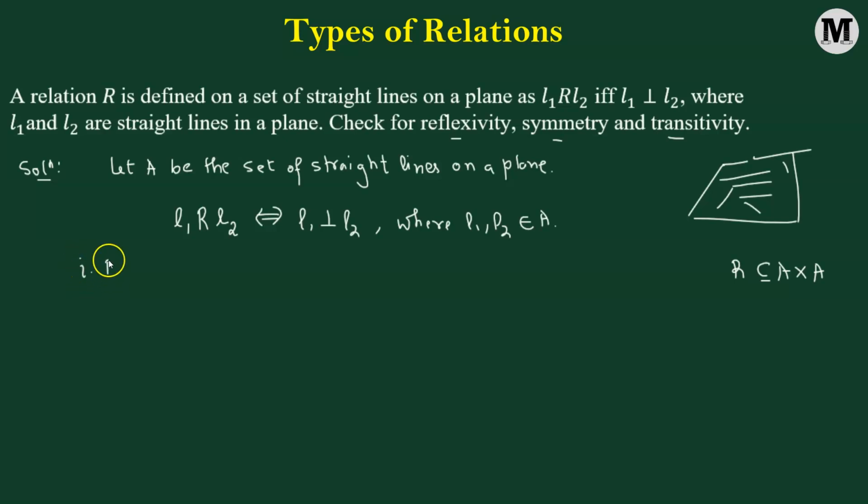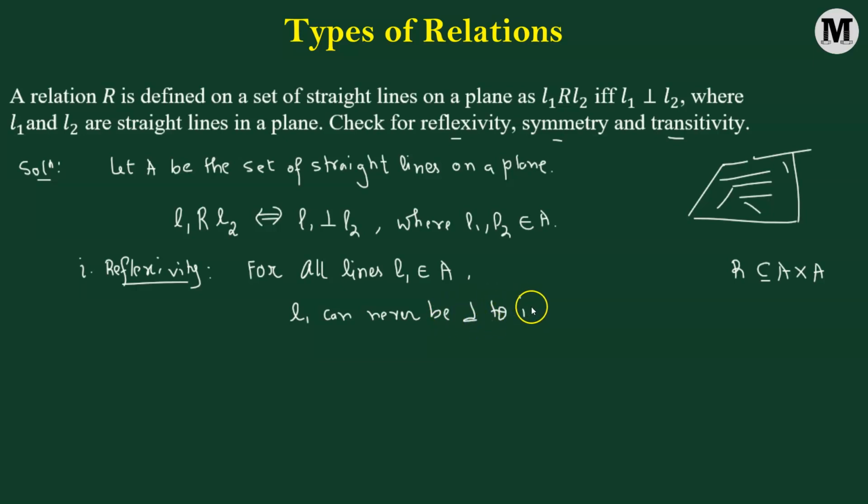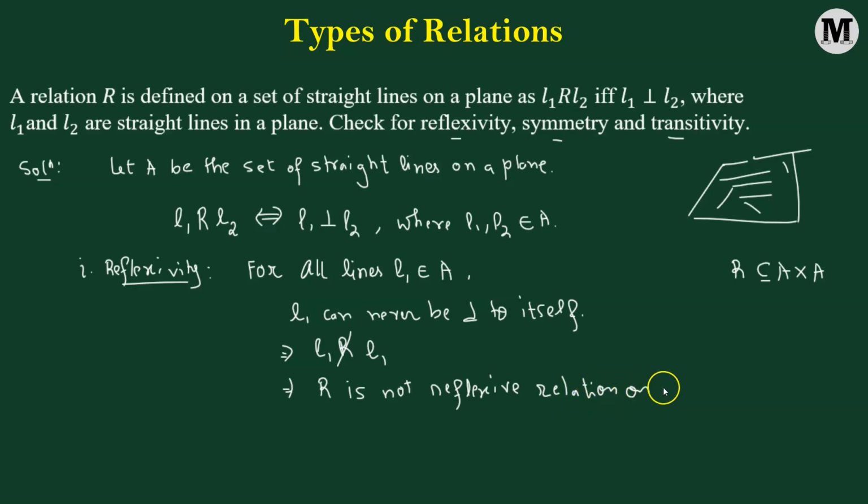So let's begin with the first one. We will check for reflexivity. Let's take, for all lines, a line L1 belonging to the set A. Here L1 can never be perpendicular to itself. That does not make any sense. A line cannot be perpendicular to itself. If L1 is not perpendicular to itself, this simply implies that L1 cannot be related to L1. And if this is the case, we can say that the relation R is not reflexive on A.